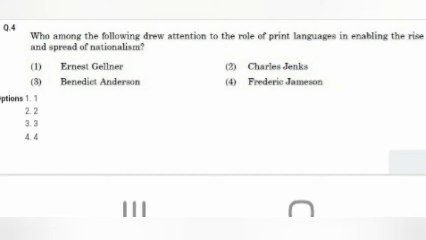According to him, the very existence and regularity of newspapers caused readers, and thus citizens in the making, to imagine themselves residing in a common time and space, united by a print language with a league of anonymous equals. So, the right answer to this question is option number 3, Benedict Anderson.